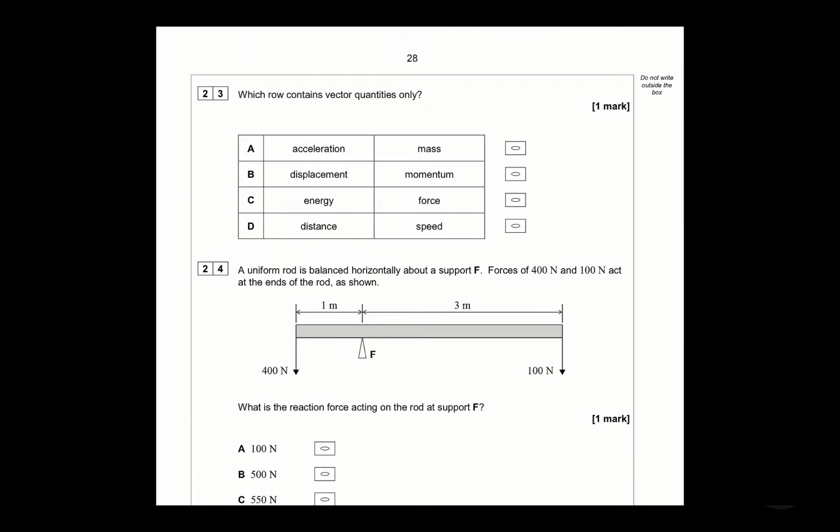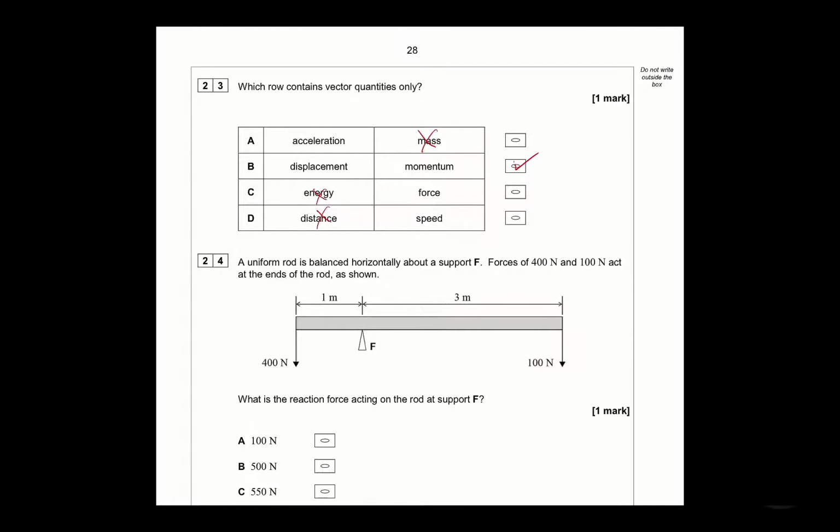All right, so 23. Which row contains vector quantities only? Oh man, anybody that got this wrong, you really need to make some flashcards then. Mass, no. Energy, no. Distance, no. Displacement, yes. Momentum, yes. Always. There we go. It's B.